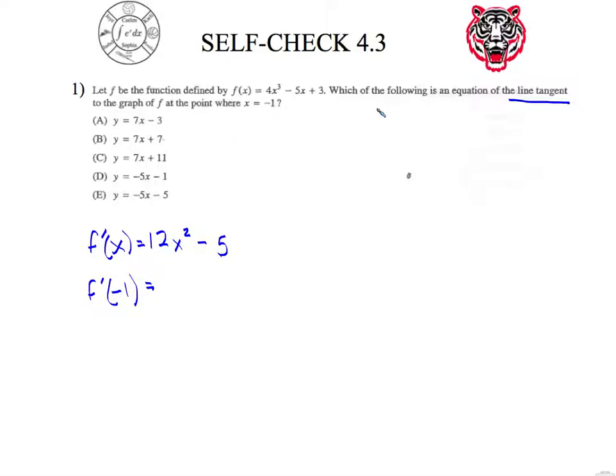So if we need to find an equation for the line tangent to the graph at this point, then we need the slope and we need the y-intercept. This will give us the slope. So when we plug in -1, we get 12 times -1 quantity squared minus 5. That's going to be 12 minus 5, and that turns into 7. So this was our slope.